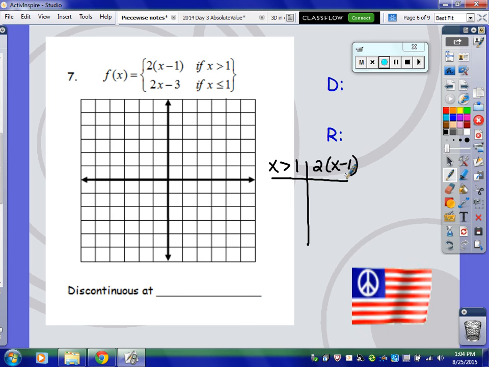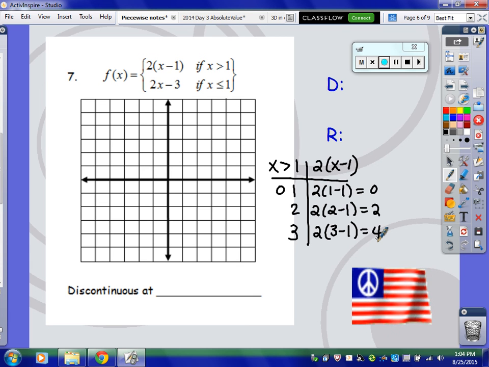Alright, so we're still going to start this thing at 1, but since it's greater than, it's going to be open. Alright, greater than, so we're going to go 2 and 3. Alright, let's find our corresponding y values. Plug in 1, you get 0. Plug in 2, you get 2. And finally plug in 3, and you get 4.